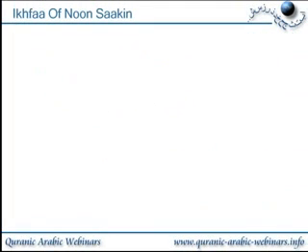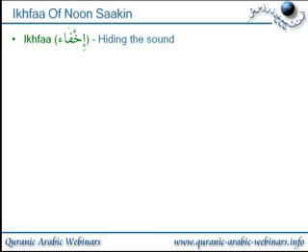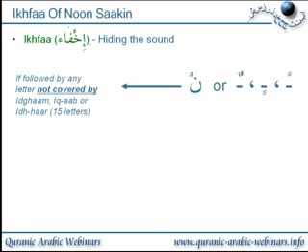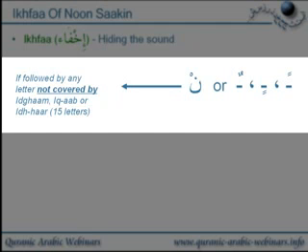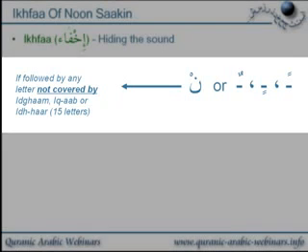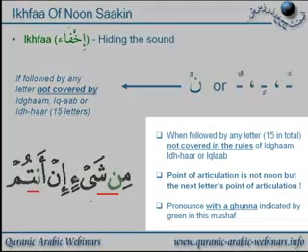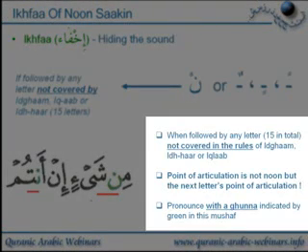And the last one is Ikhfaa, which is hiding the sound. So if a letter which has Tanween or Noon Saakin is followed by any of the other 15 letters not covered in the previous 3 rules, then we're going to do this hiding, which is known as Ikhfaa. So let's read the rules. When followed by any of the 15 letters in total not covered in the rules of Idghaam, Izhar, or Iqlaab, we're going to do Ikhfaa. Now, one very important point here.